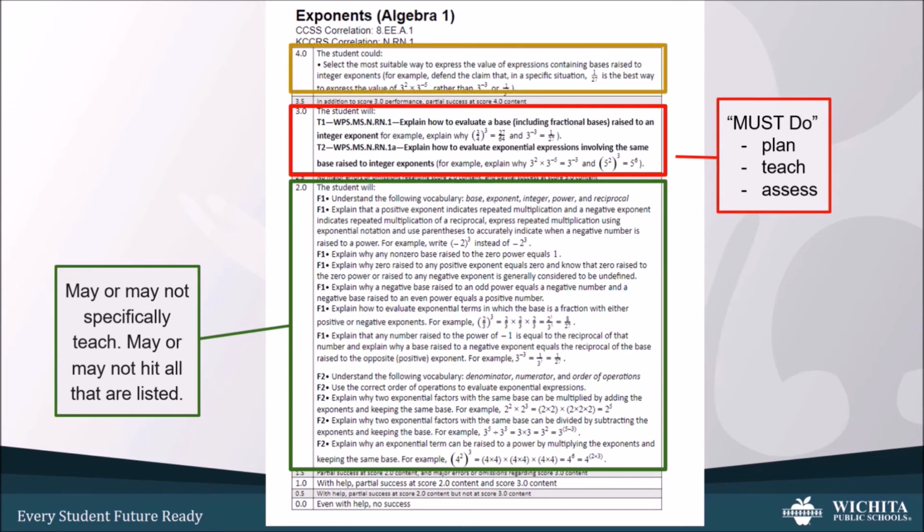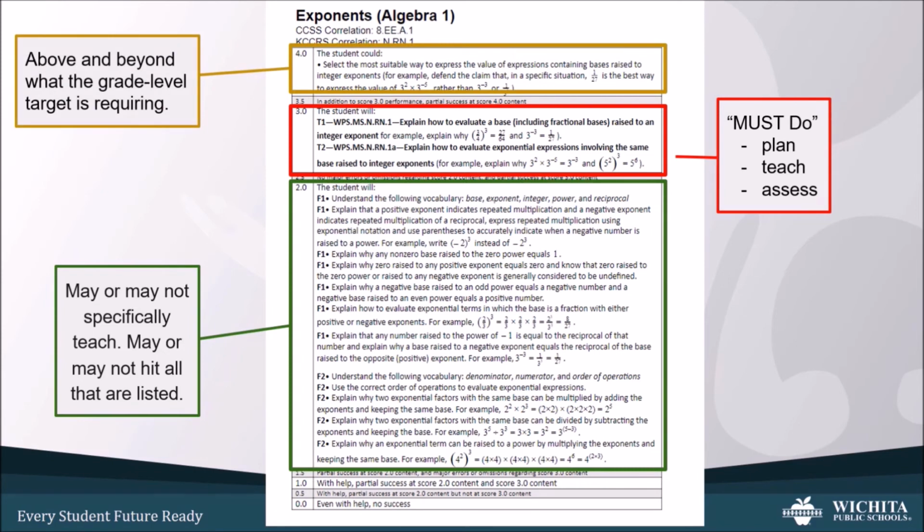And then finally, up at the top of each scale, we have information that is above and beyond what the grade level target is requiring of students to do. Please note the verbiage difference between a 4.0 and a 3.0. At the 3.0 level, it reads that the student will. At the 4.0 level, however, it reads that the student could, meaning that what is listed on the scale is just one of many ways that a student could demonstrate learning that is above and beyond what the grade level target is requiring of the student.